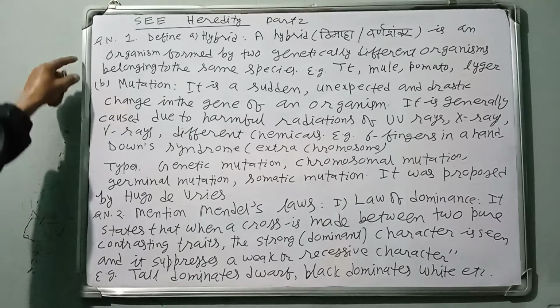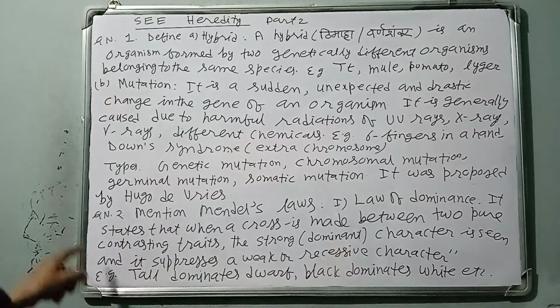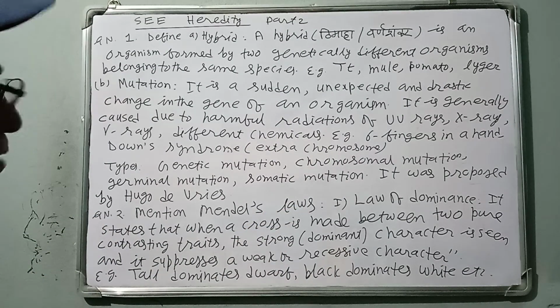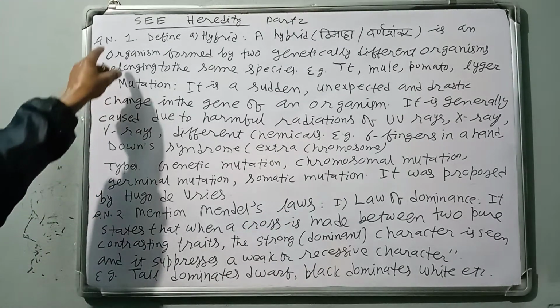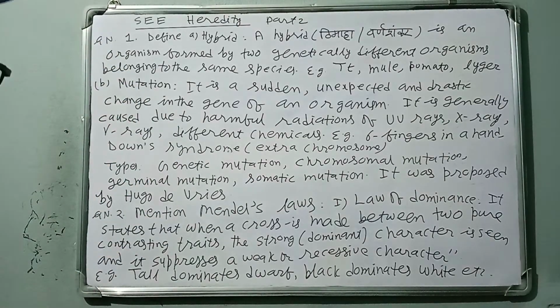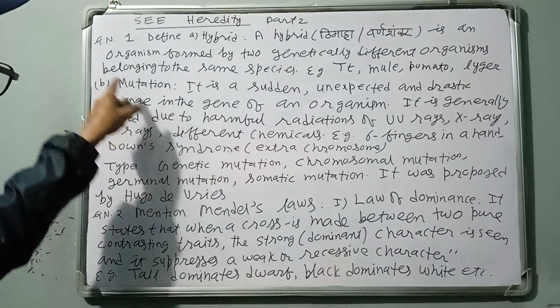Class 10 SE Unit 19 Heredity and Variation Part 2. Today question number 1 some short questions. Question number 2 Mendel's law, and question number 3 diagram, and you have to find out which is F1 generation and which is F2 generation, seeing the diagram.